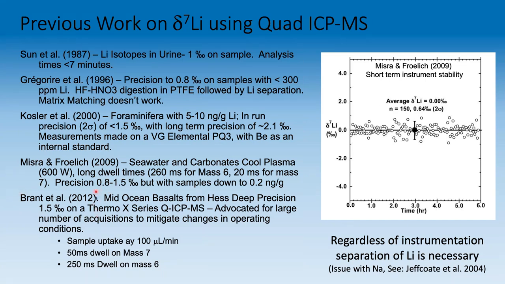More recently, Brandt et al. in 2012 did 100 microliters a minute sample uptake, a very low sample uptake, but again they had longer dwell times. And so we've tried a few things. We didn't bother trying the 600 watt plasma, because if you're doing your separation you should have pretty much nothing else there. So you don't really need to worry about the cooler plasma. You actually want to ionize everything, because hopefully everything that's there is just your lithium.